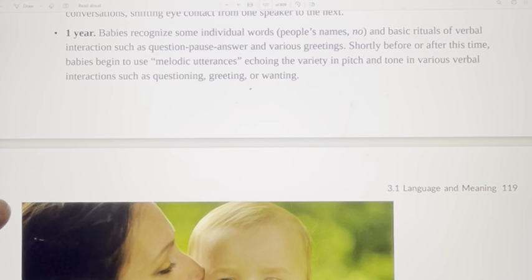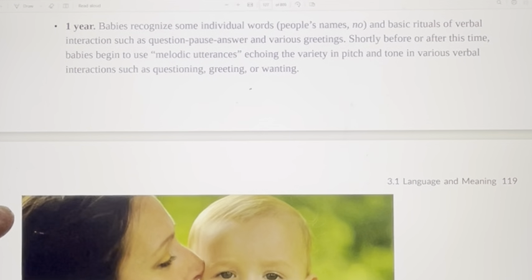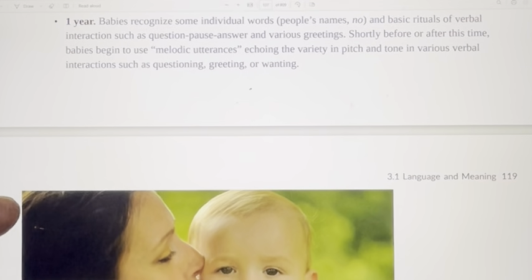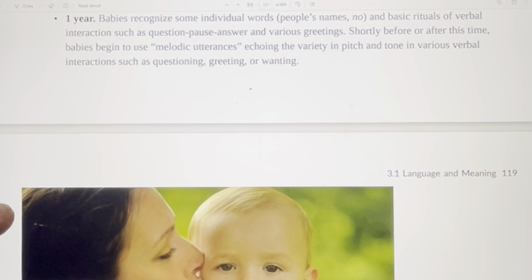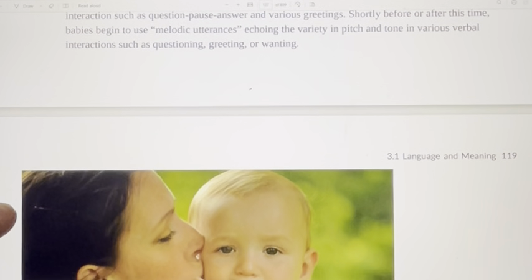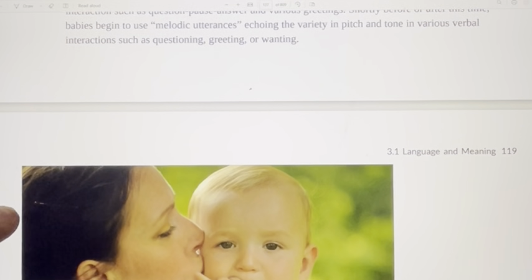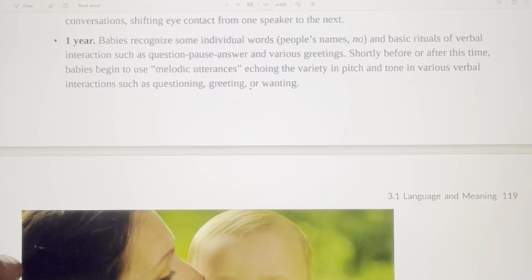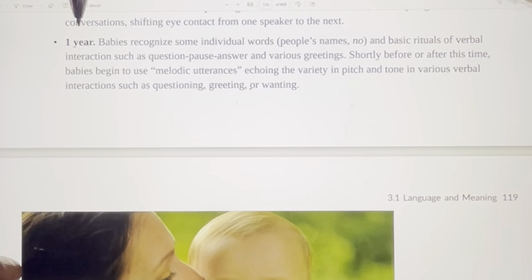1 year, babies recognize some individual words, people's names, no, and basic rituals of verbal interaction such as question, pause, answer, and various greetings. Shortly before or after this time, babies begin to use melodic utterances, echoing the variety in pitch and tone in various verbal interactions such as questioning, greeting, or wanting. Now, it's important to know that this doesn't develop at 1 year. The babies recognize these sounds from birth.